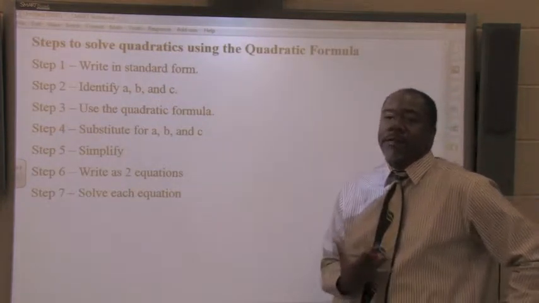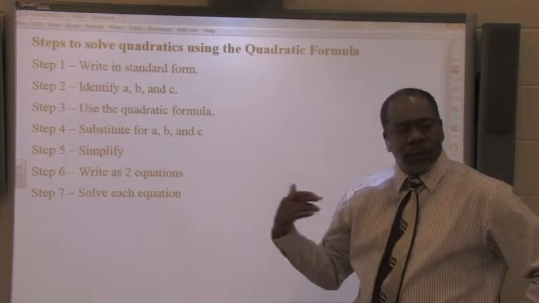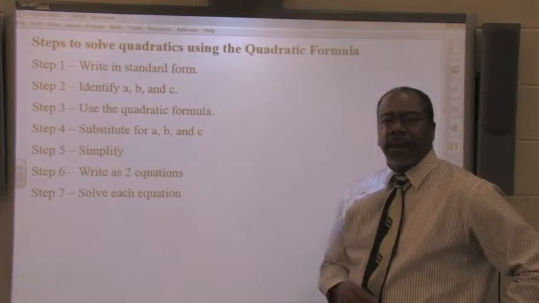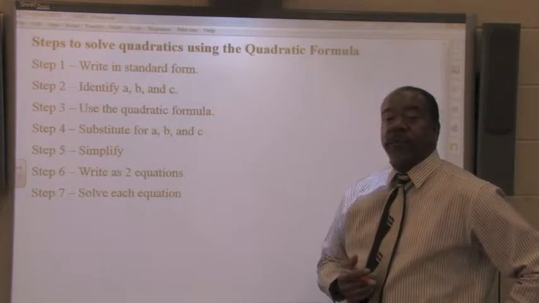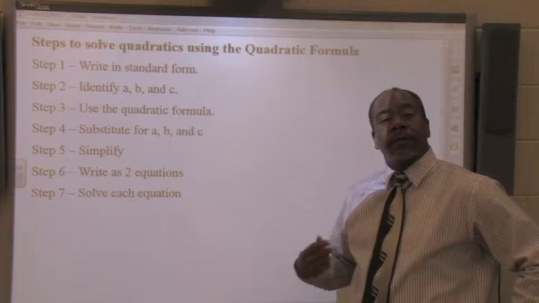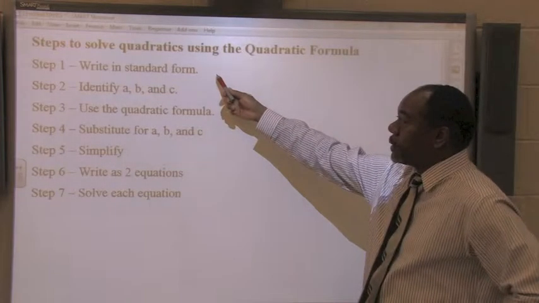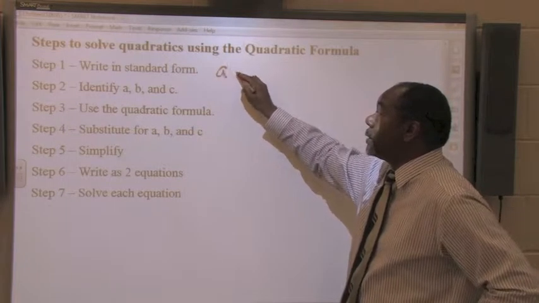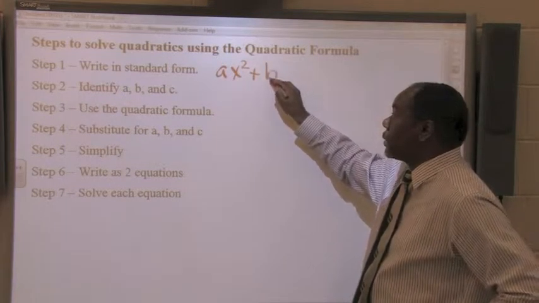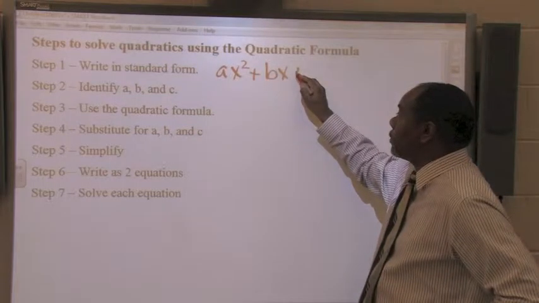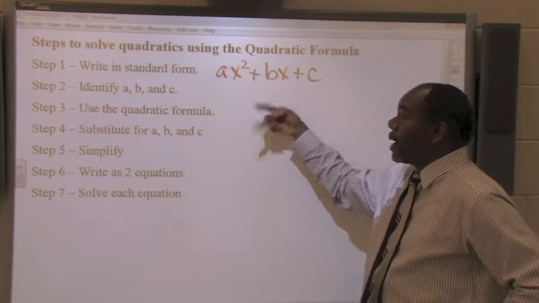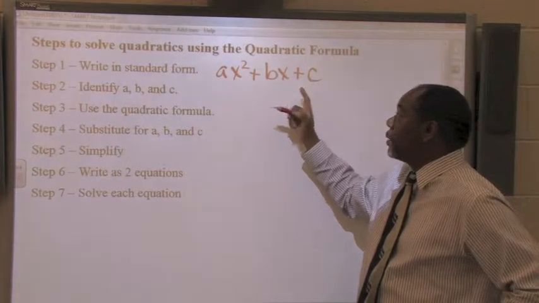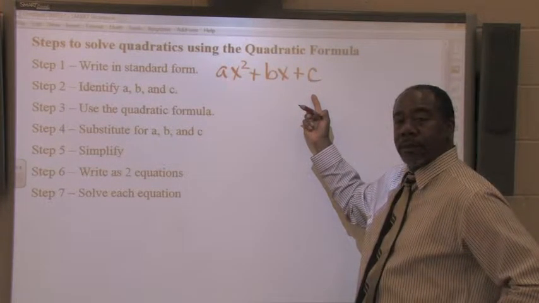Here are 7 steps that I've identified. If you look at it in some textbooks or online, they may be 4 steps, probably not more than 7. But what I wanted to do was identify all the steps that you would need to know. The first is you want to make sure it's written in standard form. Standard form is ax squared plus bx plus c. Once you have it in standard form, you want to identify what the a value is, what the b value is, and what the c value is.